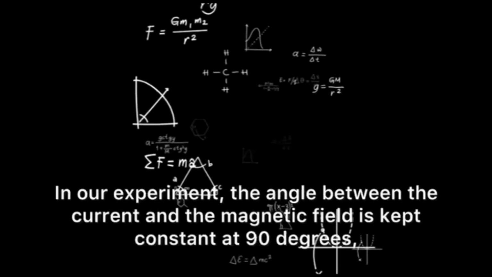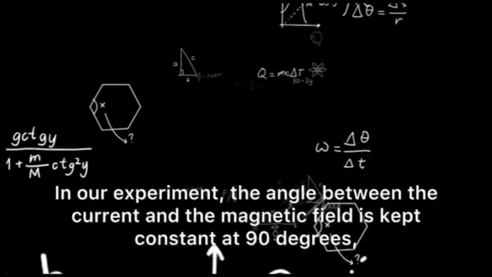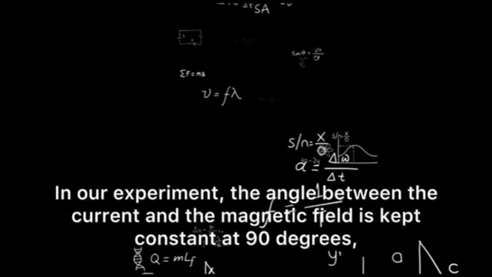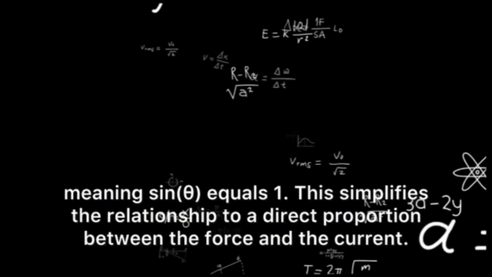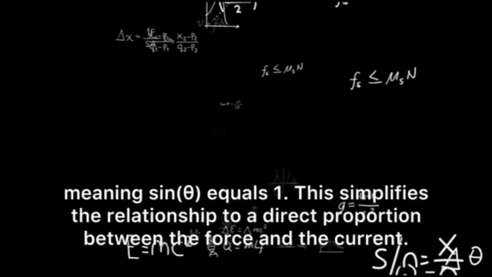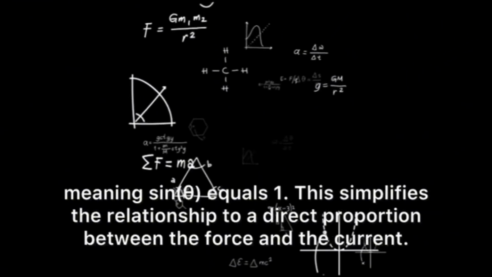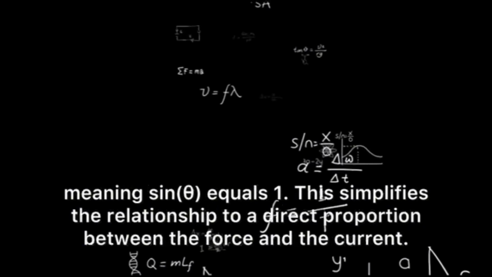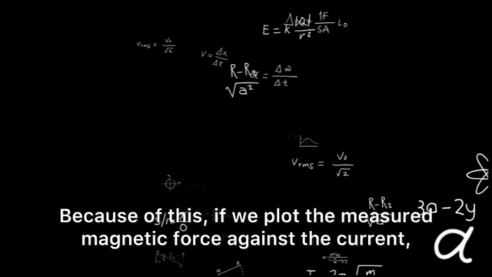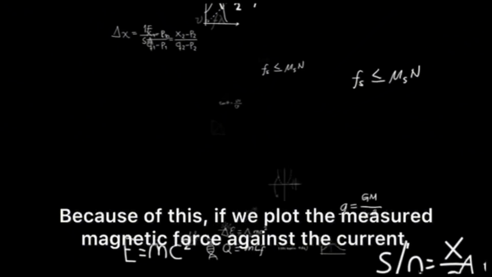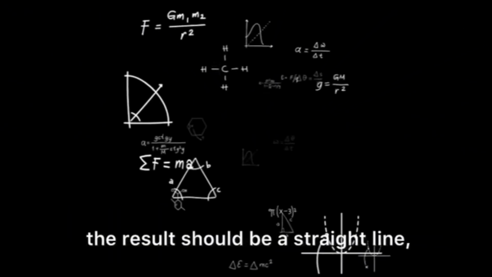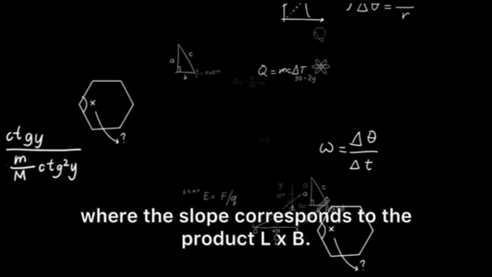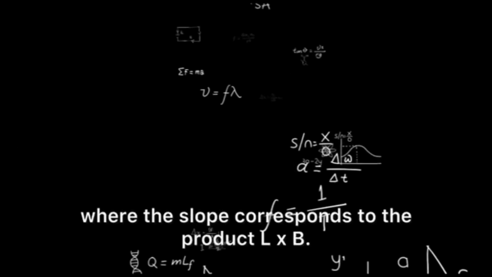In our experiment, the angle between the current and the magnetic field is kept constant at 90 degrees, meaning sin theta equals 1. This simplifies the relationship to a direct proportion between the force and the current. Because of this, if we plot the measured magnetic force against the current, the result should be a straight line, where the slope corresponds to the product L times B.